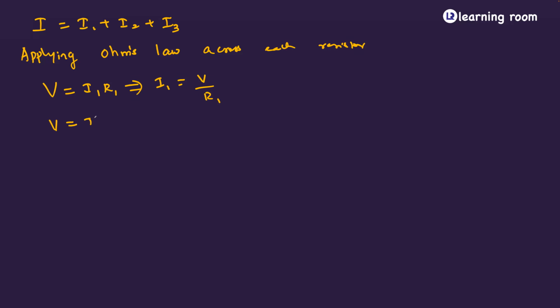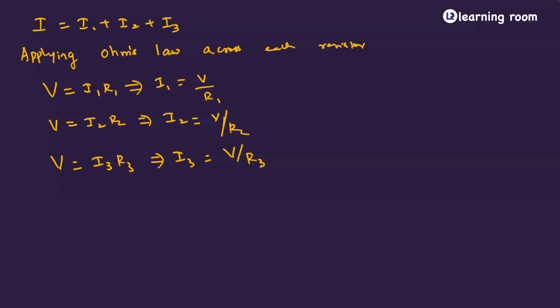Similarly, V will be equal to I2 R2, which implies I2 will be equal to V divided by R2. And V will be equal to I3 R3, which implies I3 is equal to V divided by R3. Right? So if you observe these values, you can take them and substitute it in this equation. So right hand side is sorted.